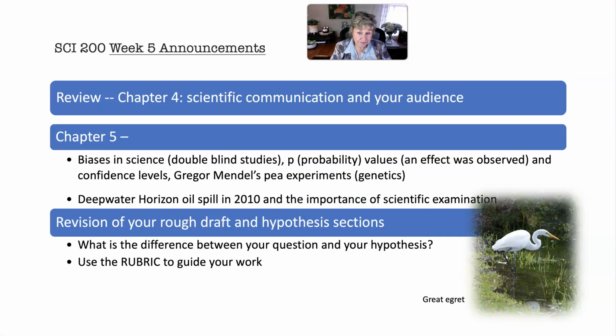All right, then you're also going to read more about the Deepwater Horizon oil spill in 2010 and the importance of the science that had to happen. So for a little while there, we were depending on the BP scientists and the BP executives to make all the decisions about this oil spill. And then they were not successful in capping it.